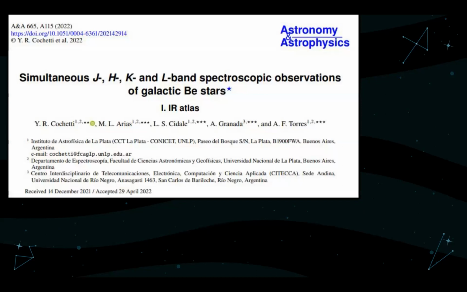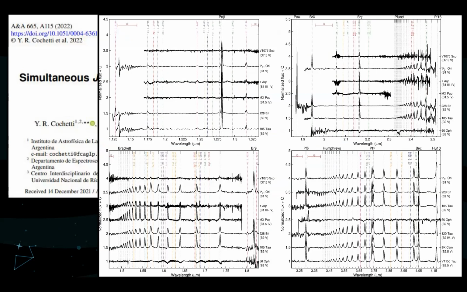So this is what we have published. This is the paper that we sent last year. And here we can see part of our spectrum. This is the J band, H, K, and L band, and as you can see, there are a lot of lines. Here you can see all of these are the Humphreys series. We can also observe Brackett alpha, and the end of the Brackett series. Some Paschen lines, some Pfund lines. So there is a lot of information here.